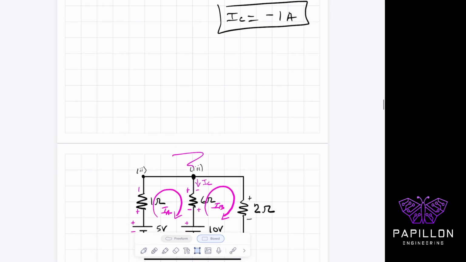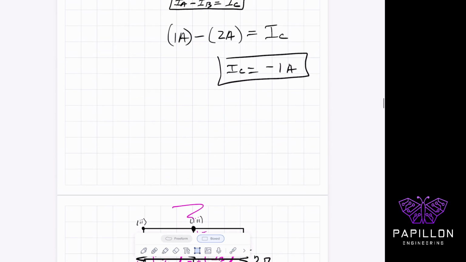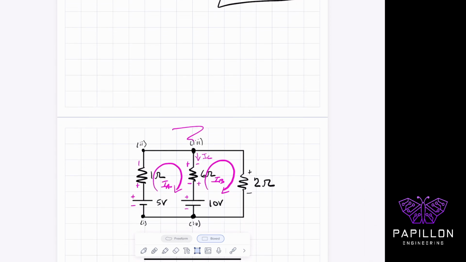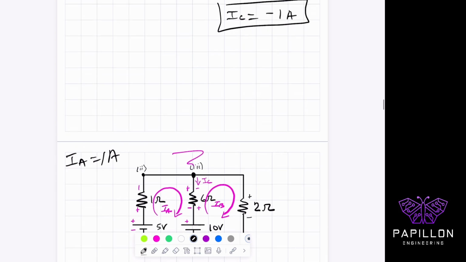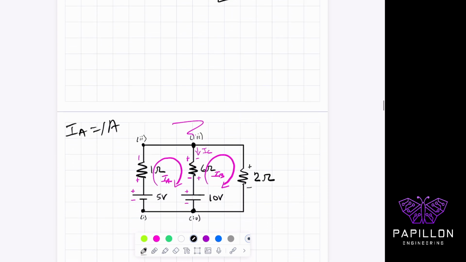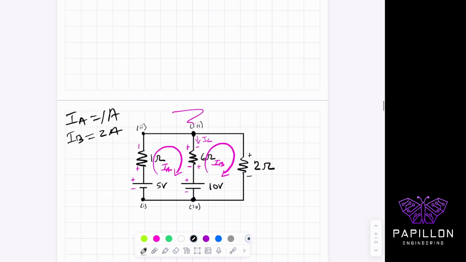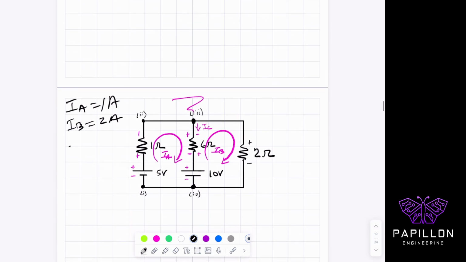So remember what we solved for. We have a value for IA to be 1 amp, right? So IA equals 1 amp, and we have a value for IB to be 2 amps. Right? And then we know we have minus 1 amp to be IC. Okay, let's see if we're correct. This is a quick check, I hope.